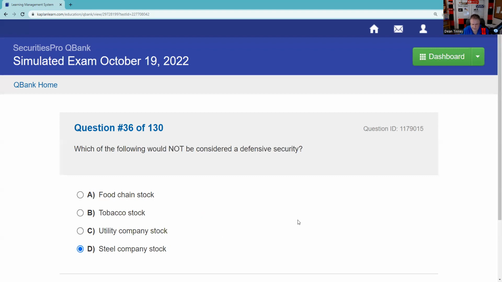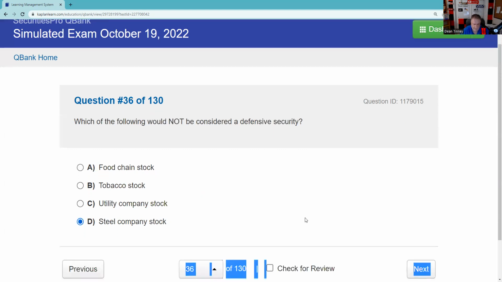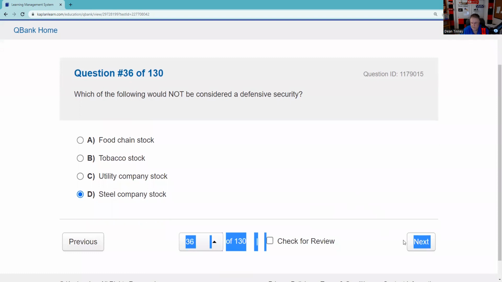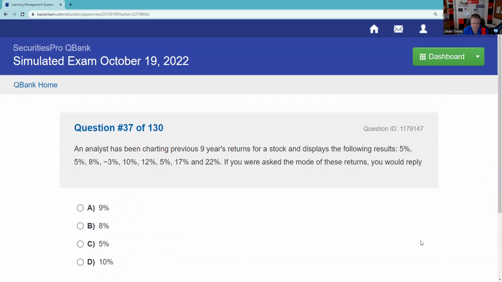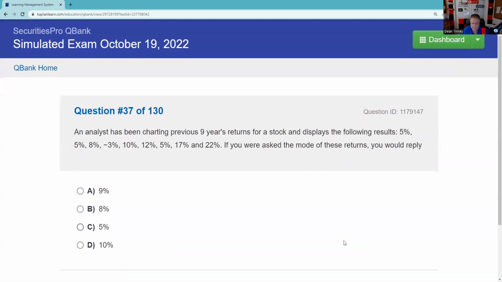And steel is going to be cyclical, right? You can delay purchasing steel. That's cyclical. When times are good, they're really, really good. But when they're bad, they're really, really bad.